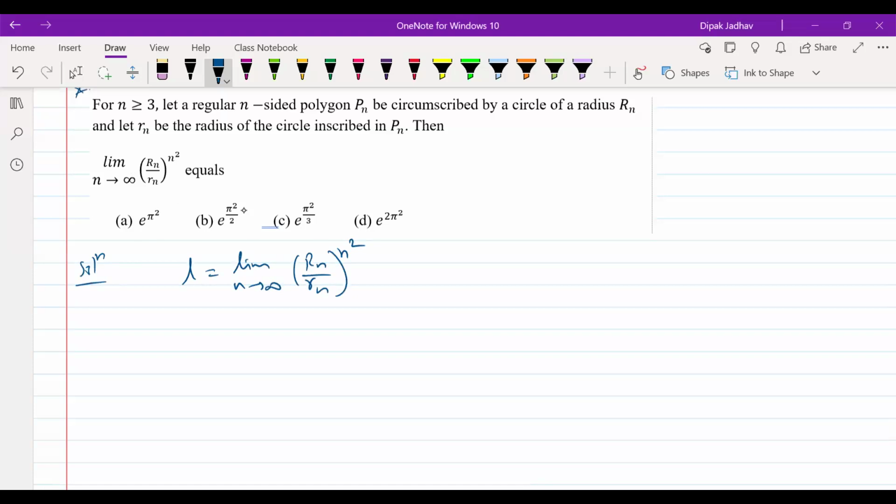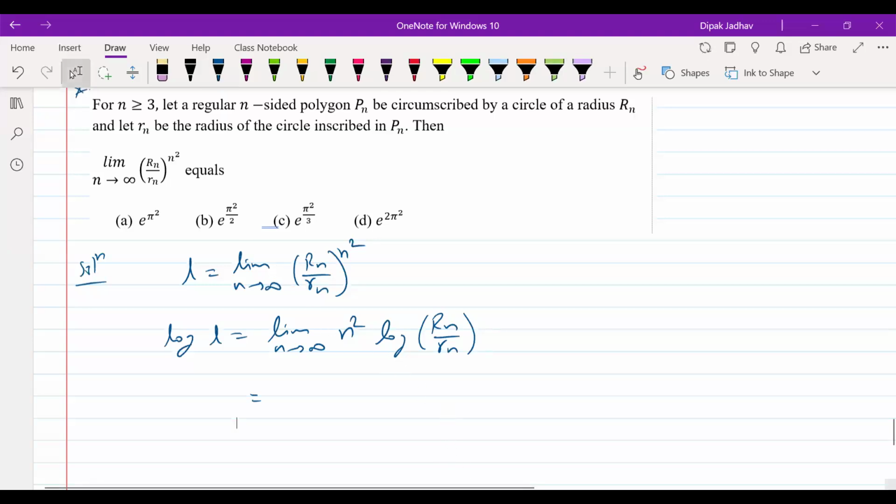With the same trick, you have to apply log on both sides. You'll get something like this: n square into log of Rn by rn. After this, what can be done? What can we do after this?